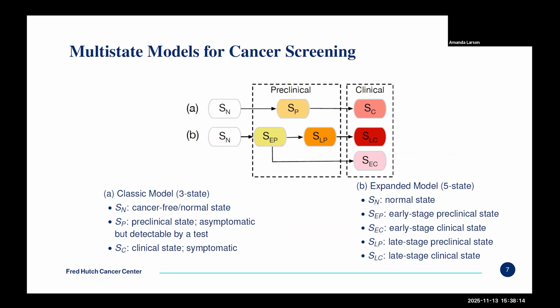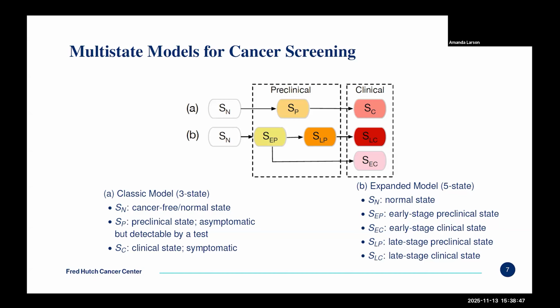So we leverage multi-state models for cancer screening. The classic model is a 3-state model, where there is a cancer-free normal state, and then they can transit to a preclinical state, and then transit to a clinical state. This 3-state model has been used, for example, to design the NLST, the National Lung Screening Trial. And in that trial, mortality was used as the endpoint.